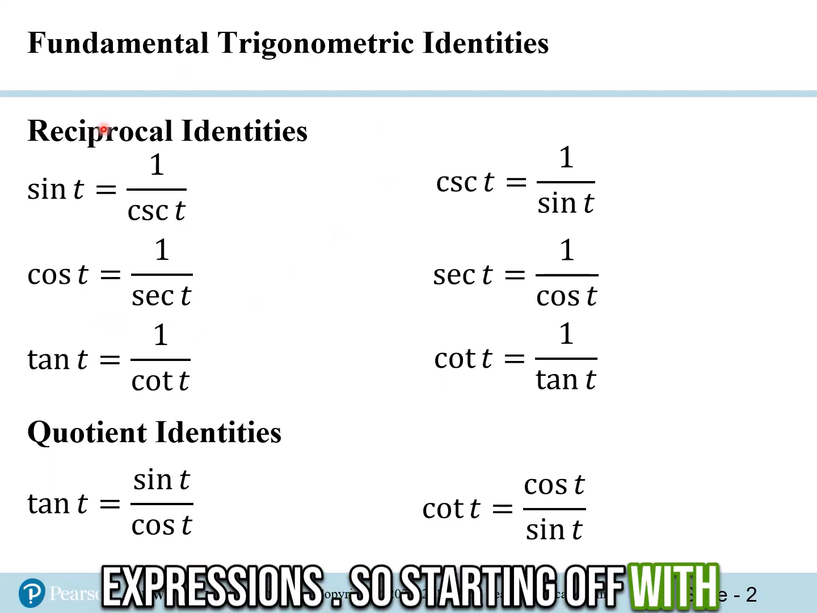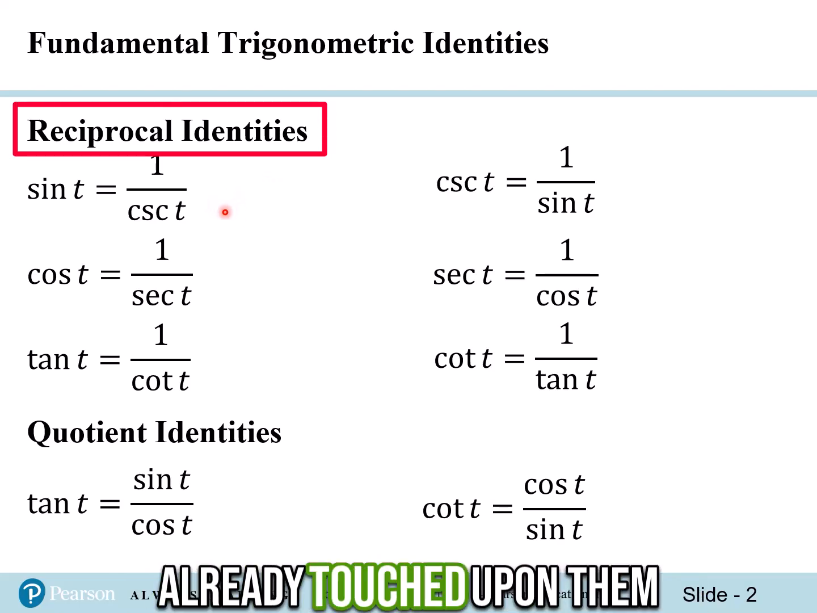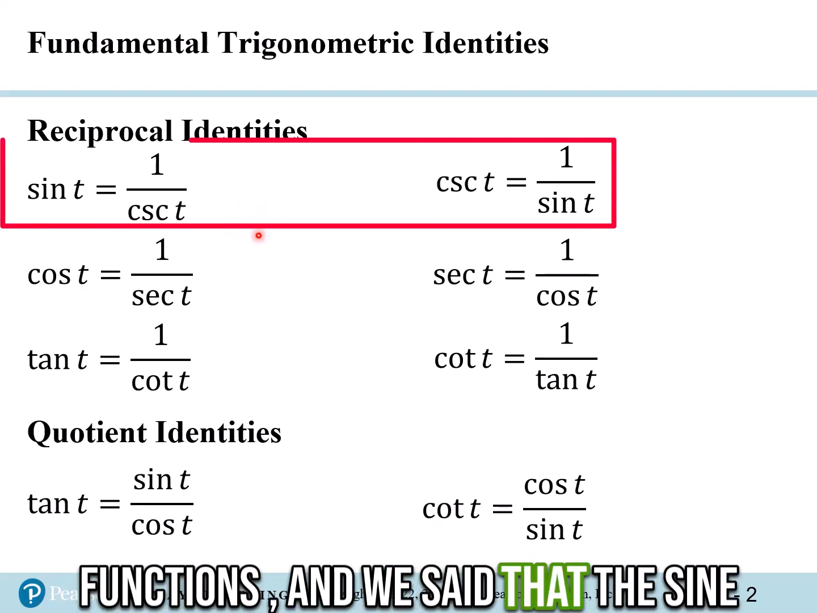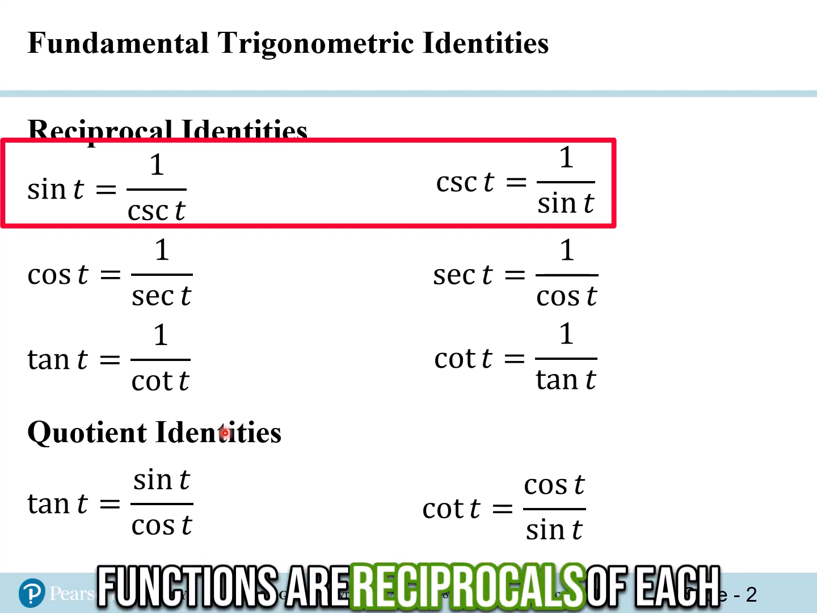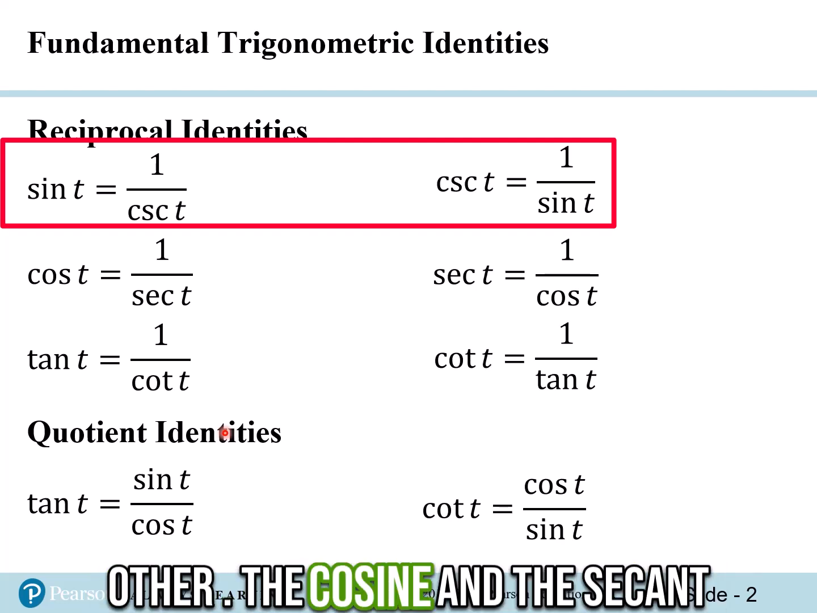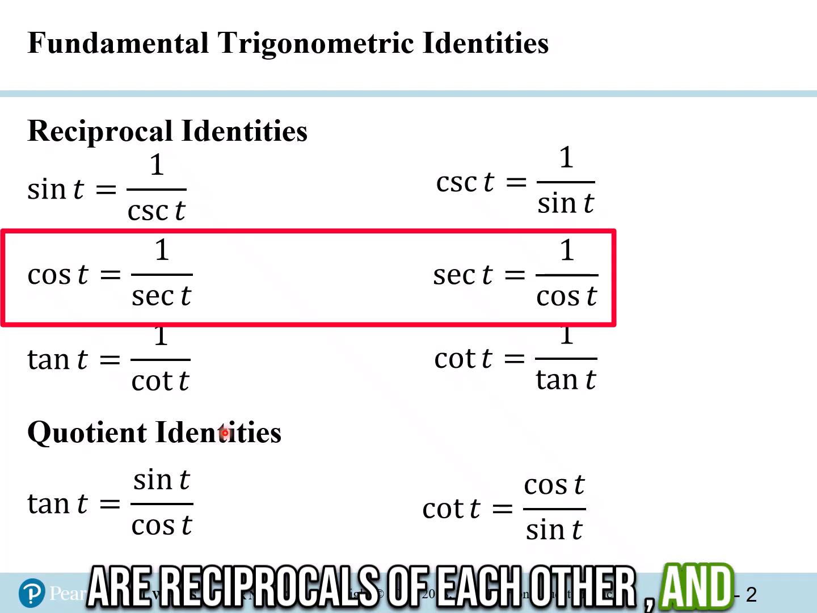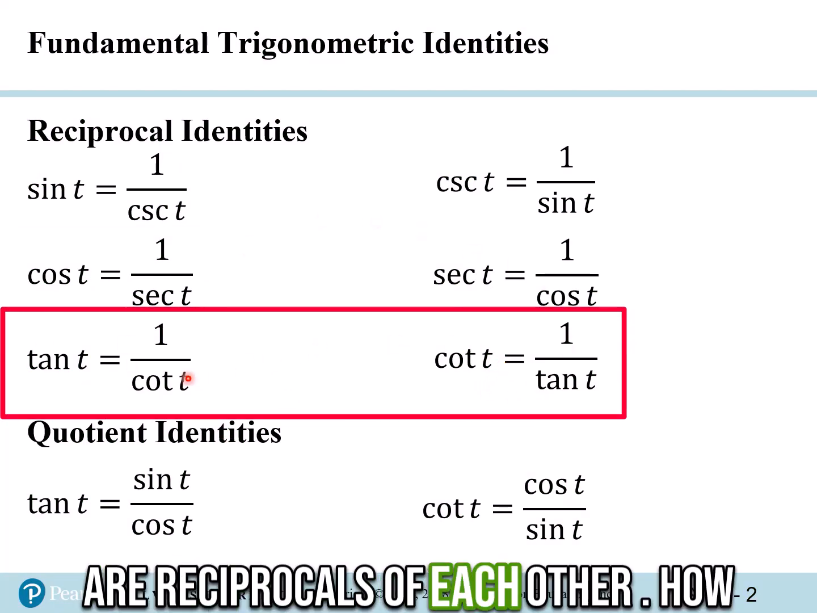So starting off with the reciprocal identities, we've already touched upon them previously when we learnt about the six functions, and we said that the sine function and the cosecant function are reciprocals of each other. The cosine and the secant are reciprocals of each other, and tangent and cotangent are reciprocals of each other.